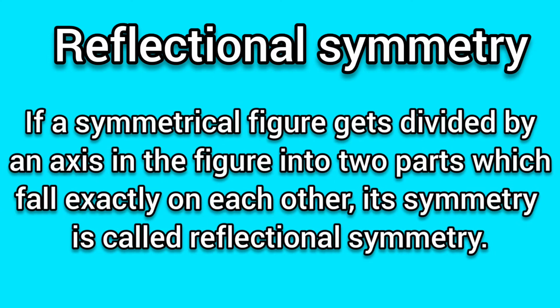If a symmetrical figure gets divided by an axis in the figure into two parts which fall exactly on each other, its symmetry is called reflectional symmetry. Students, we will see one more example of capital letter H. Here, if we draw a dotted line in the middle, we can observe its reflection symmetry. Same goes with capital letter N. Here also, if we draw a dotted line in the middle, we can observe its reflection symmetry.